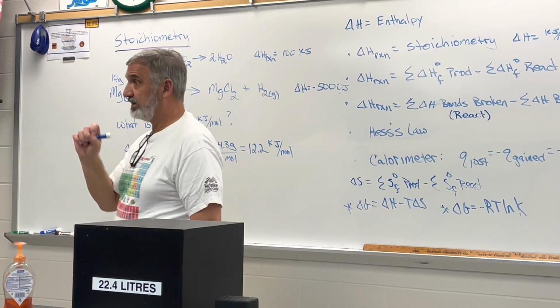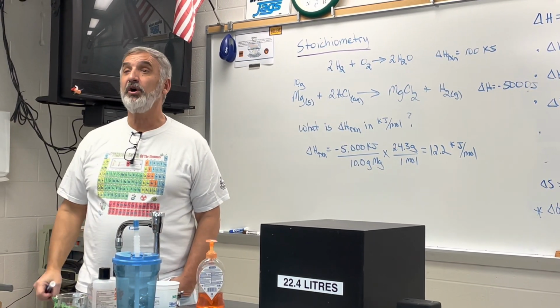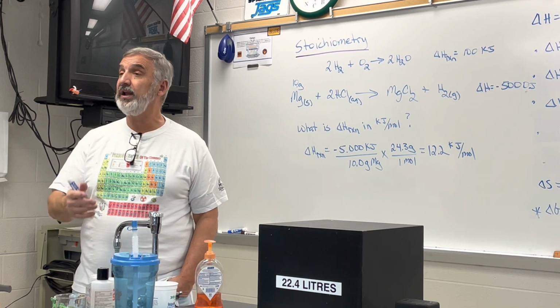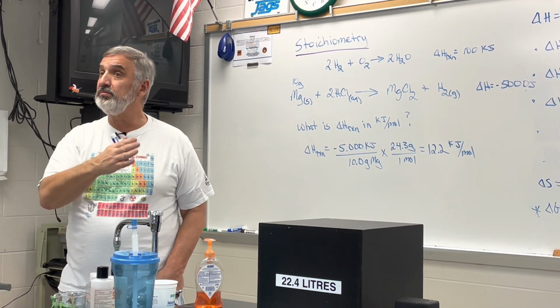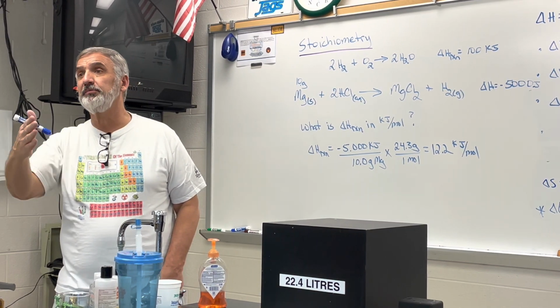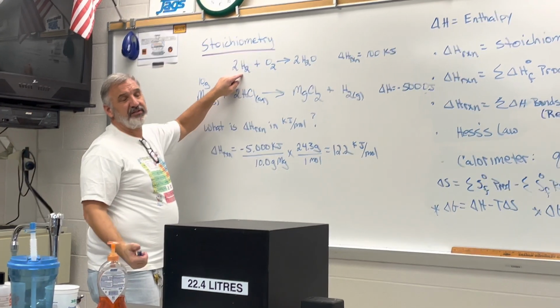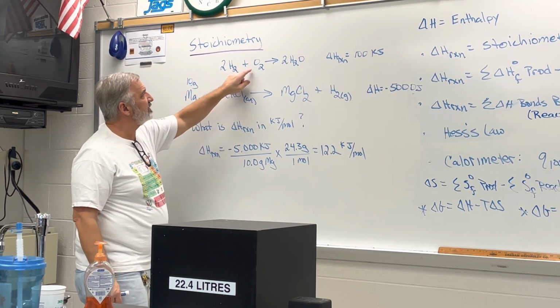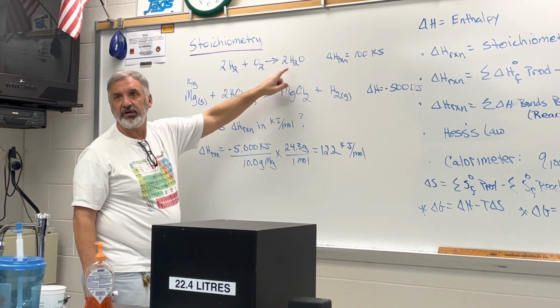You multiply by the 1/2. Okay, whatever you do to the equation, you multiply delta H. Because you multiply the coefficients, so this would be 2 times 0 plus 1 times 0, and this would be 2 times the heat of formation of water.